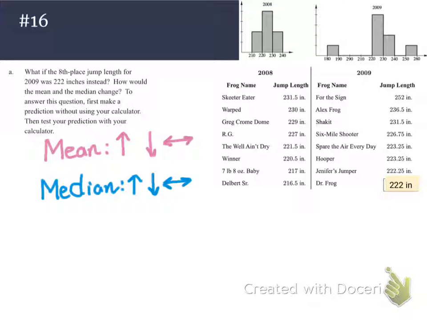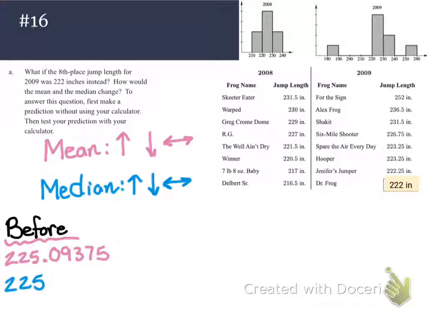Even before I make my prediction, I want to first know what my histogram looks like and also what I was working with before. So before, when we had that really low number, that outlier of around 180 something, our average was 225. Oh no, that crazy decimal again. It's 9,375 hundred thousandths. That was our mean. And then our median was a simple 225.